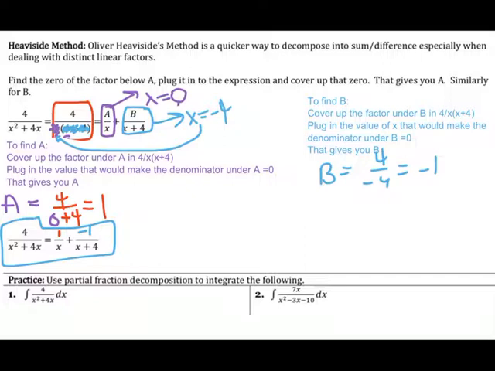In class, we're going to talk about why the Heaviside method works. We're not going to focus on that in this video. It would make this video too long, so I will go over that in class. There's also an explanation of the Heaviside method with more examples in Google Classroom.